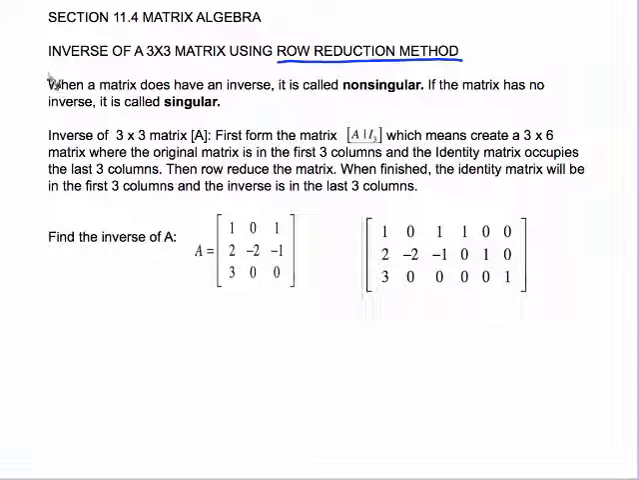So just a definition here. When a matrix does have an inverse, it's called non-singular. And if the matrix has no inverse, it is called singular. In your homework, they will refer to a singular or non-singular matrix. So there's a definition for you.